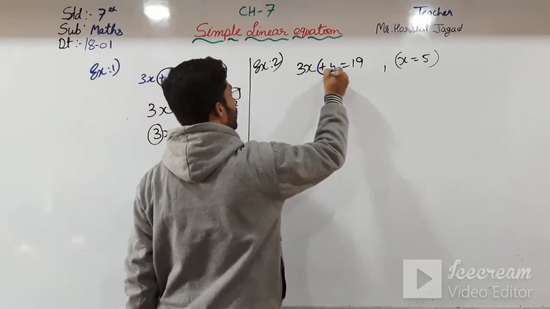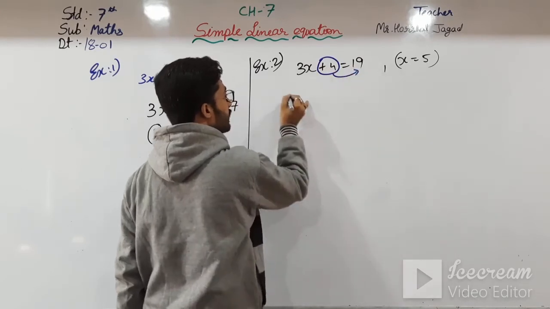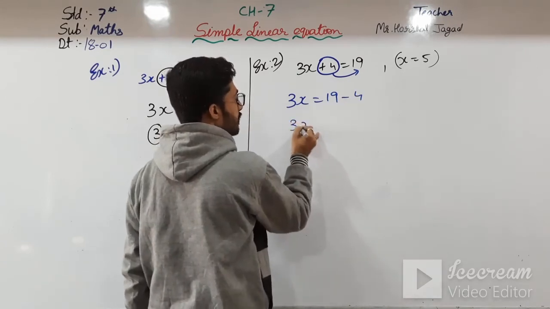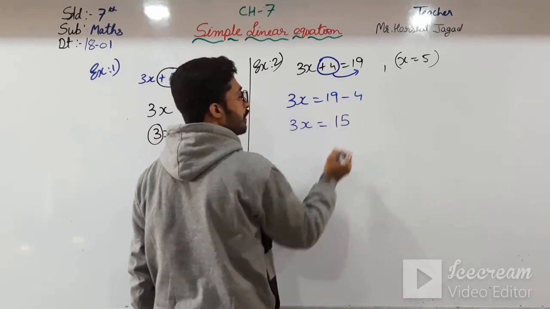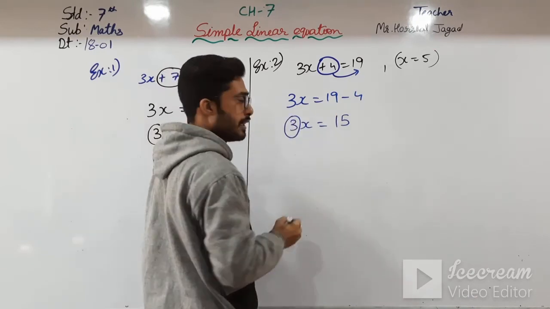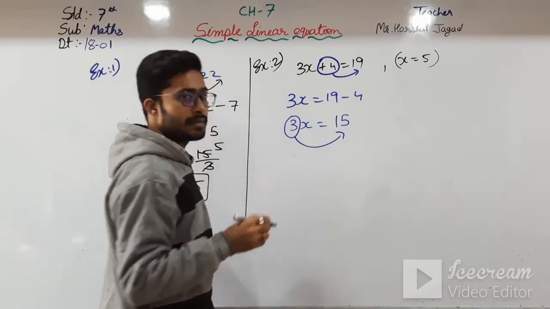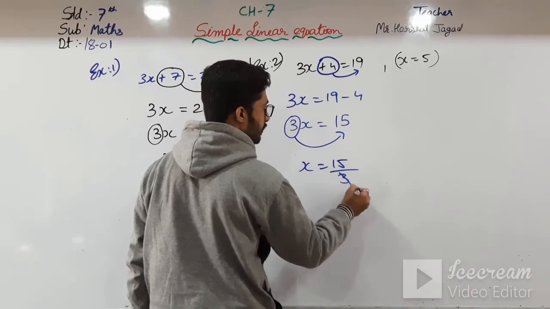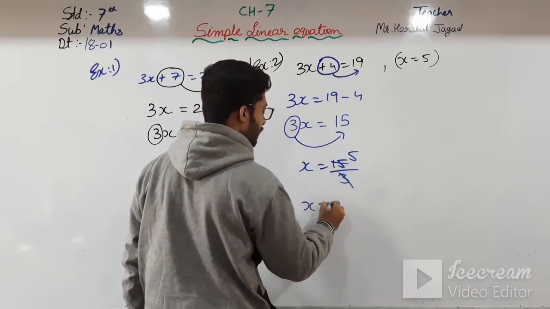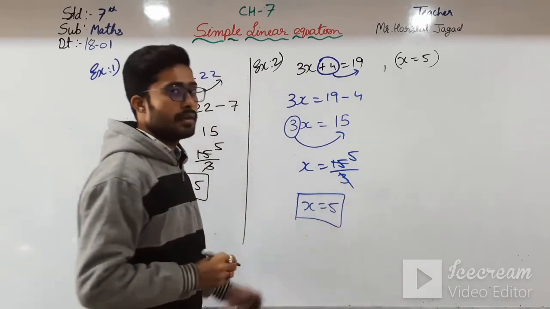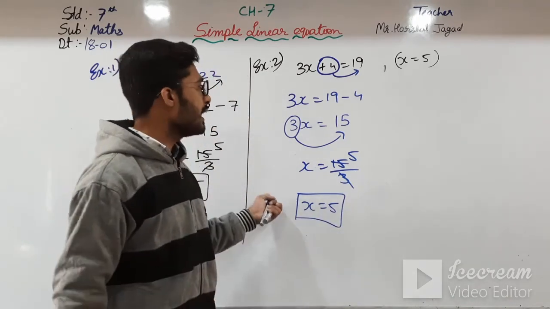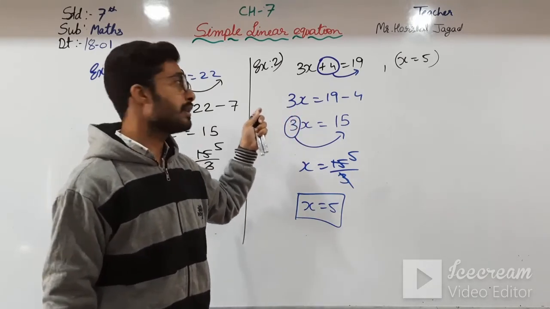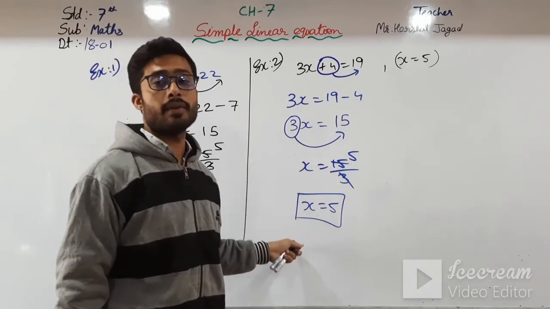First of all, you know that here it is addition, when it moves toward this side, 3x is equal to 19 minus 4, that is 15, and this is 3. In multiplication, when it goes toward this side, it will be in division. So x is equal to 15 upon 3. So 3 5s are 15. So x is equal to 5. This is our answer. We have got the root 5, so we can say yes, the root of this equation is 5.